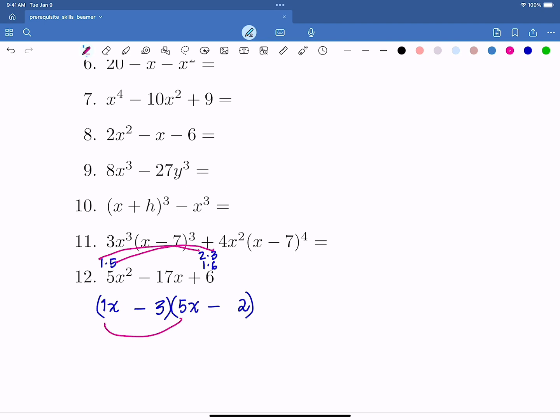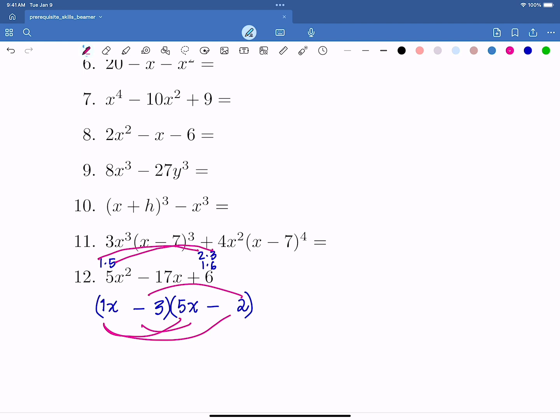And then a quick check. First times first, 5x squared. Outer product, negative 2x. Inner product, negative 15x. That combines to negative 17x. And then last times last is positive 6. So I know I got that right. All right, so it's (x minus 3) times (5x minus 2).